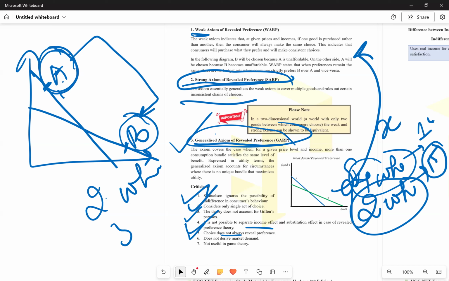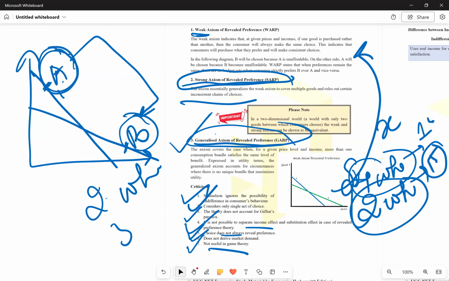So a person traveling on a two-wheeler just for the sake of saving time does not reveal the preference that he will always travel on a two-wheeler. No, that's not true. And then it does not derive the market demand. Where are we talking about market demand in revealed preference? If we start taking into account the preferences of all the individuals together, I don't know where this theory will go. And this theory is not useful in game theory, especially in the prisoner's dilemma.